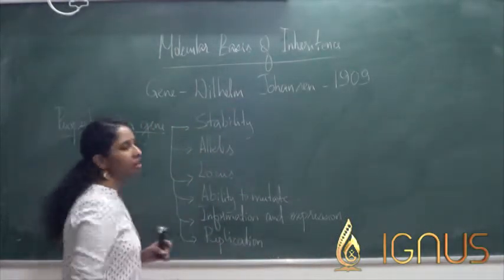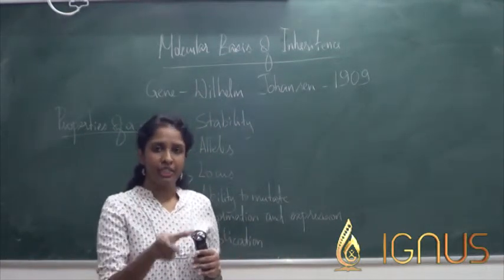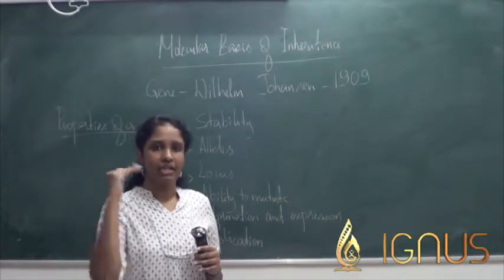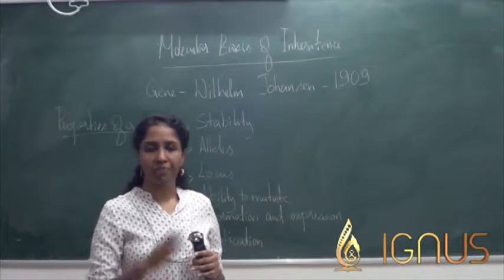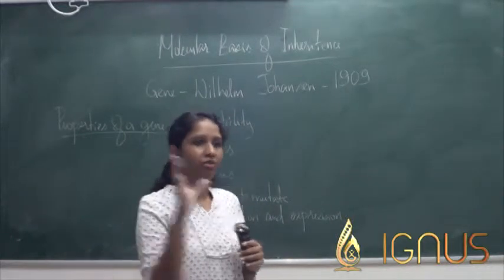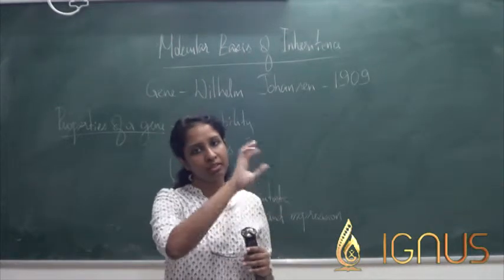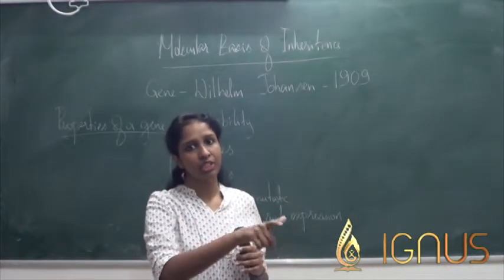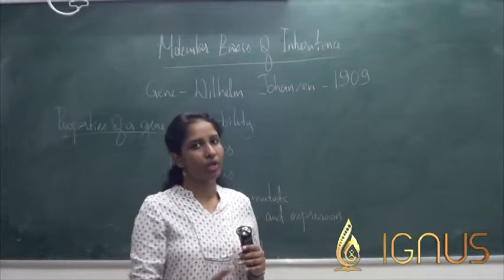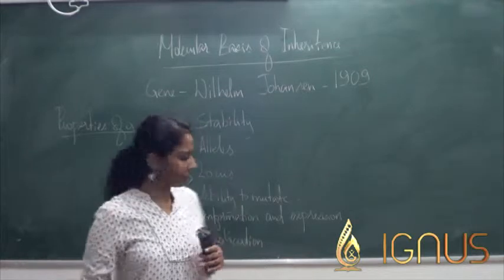Now the third one is locus. This is again something that we have studied in Mendelian genetics, that the gene needs to have a specific location on the chromosome. It needs to be present at a specific location on the chromosome, and that location is going to be the same in all of the organisms, meaning that if you take one population of a specific organism and look at the location of that specific gene in that entire population, you will find that it is there in the same location. So the locus is going to be stable throughout a population.